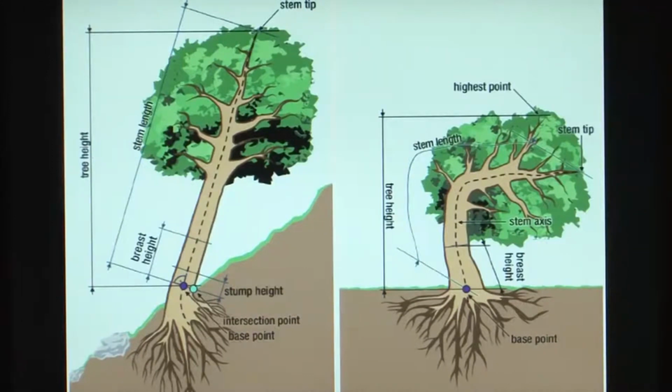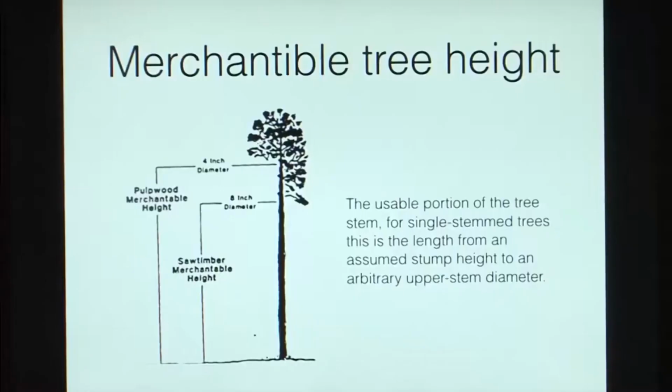Now, in forestry, we use trees for the extraction of timber for commercial uses. So, for commercial uses we also define some other terms. One such term is the merchantable tree height. It is the usable portion of the tree stem. For single stem trees, that is the length from an assumed stump height to an arbitrary upper stem diameter. So, what does that mean?